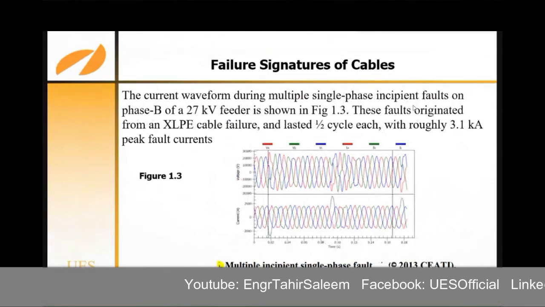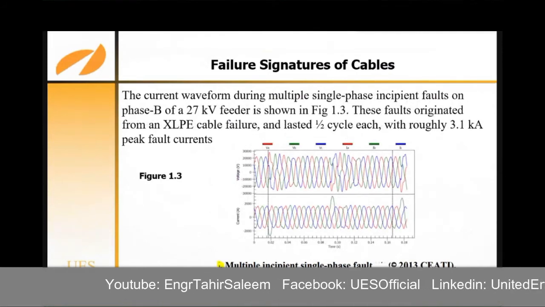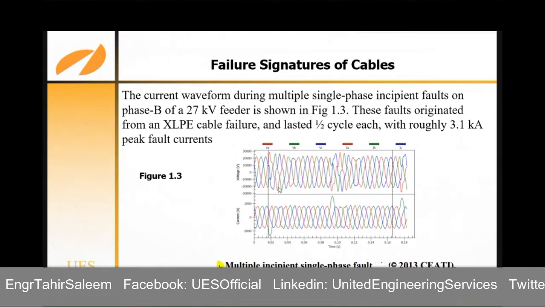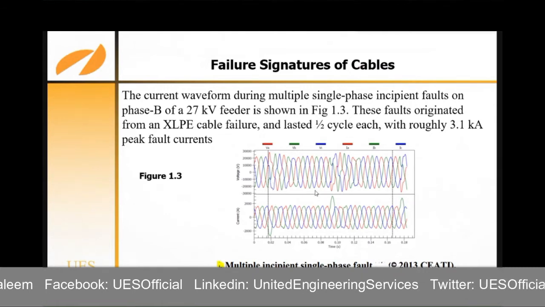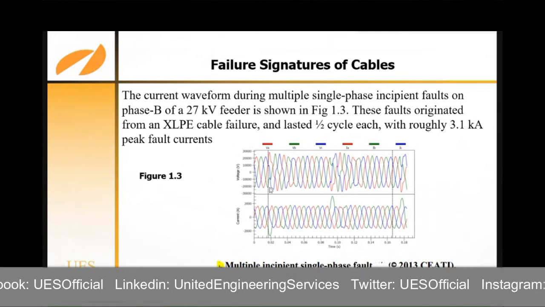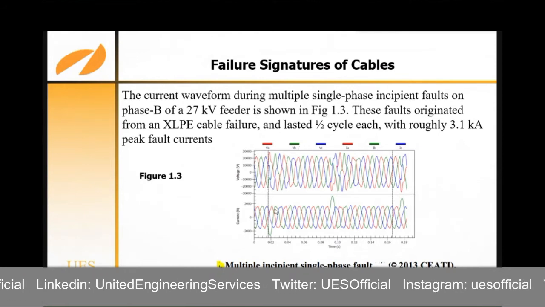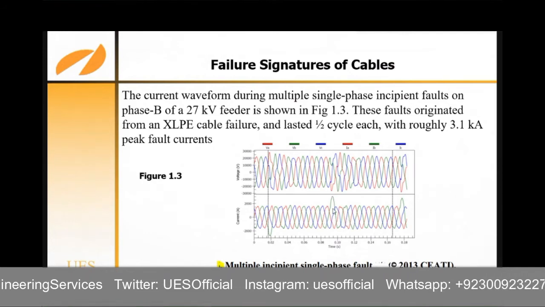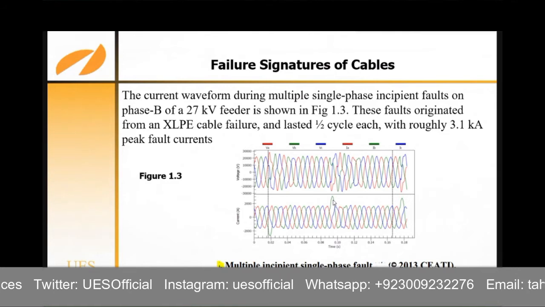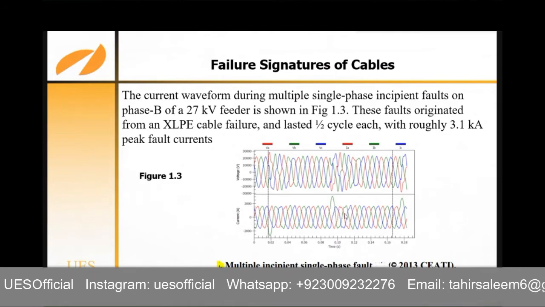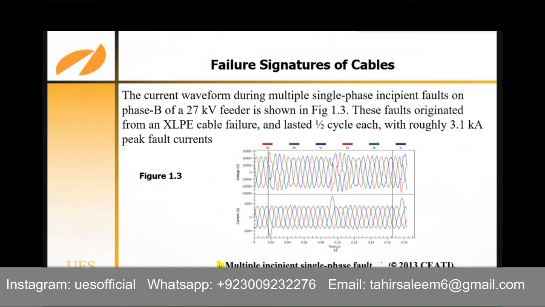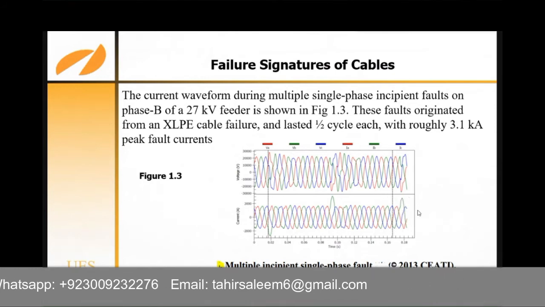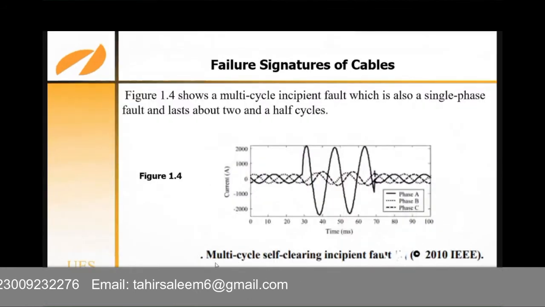Now we have a multiple incipient single phase fault. This is a fault on a single phase, but it has occurred not only once but multiple times. It has occurred and it has self-cleared. So these are the signatures. First, in the current waveform, you can see the current has risen to a specific value. Then it has self-cleared, and after some duration, it has again created an incipient fault, and again it has cleared.